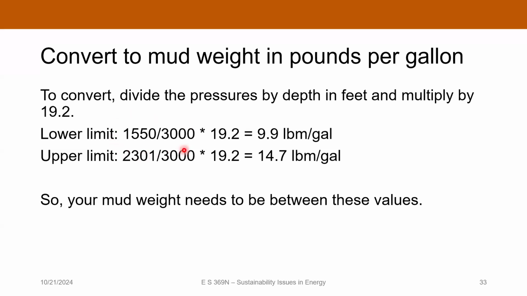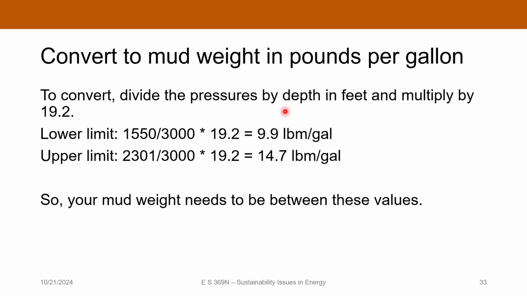For example, for the lower limit here, if my lower pressure limit is 1,550 psi, that is equivalent to a hydrostatic column of fluid with a pressure gradient of 1,550 divided by 3,000, whatever that is, in psi per foot. Then you take that ratio and multiply it by 19.2. That's the conversion factor that says what density of fluid would give me that pressure gradient. And so we end up with a lower limit to the mud window of 9.9 pounds per gallon.